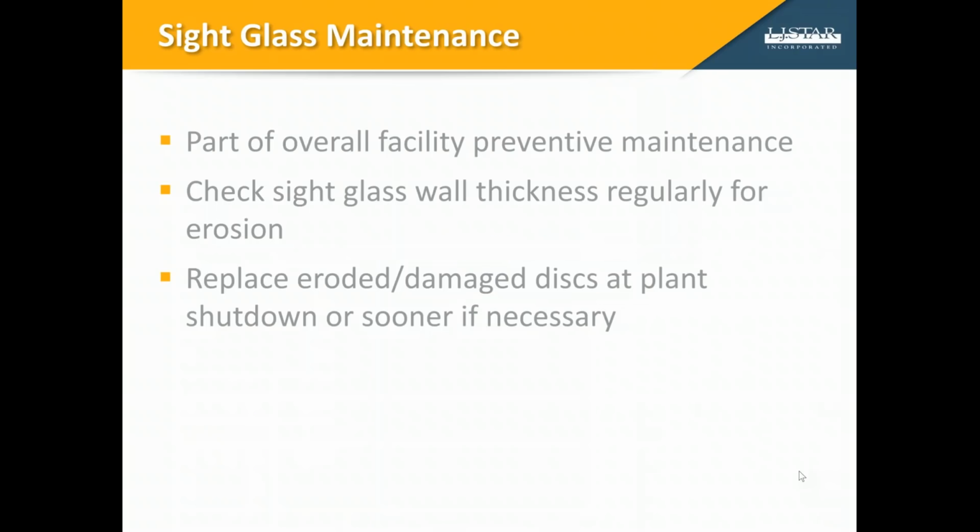Finally, let's talk about regular sight glass maintenance and its impact on safety. Sight glasses must be included in your overall preventive maintenance program. Their wall thickness should be checked regularly, either visually or by ultrasound measurement. Where a disc shows any damage, it must be replaced during the next vessel shutdown. Regular checks of the sight glass should lead to less downtime for each particular vessel. This will promote a routine for glass exchange suited to the process.